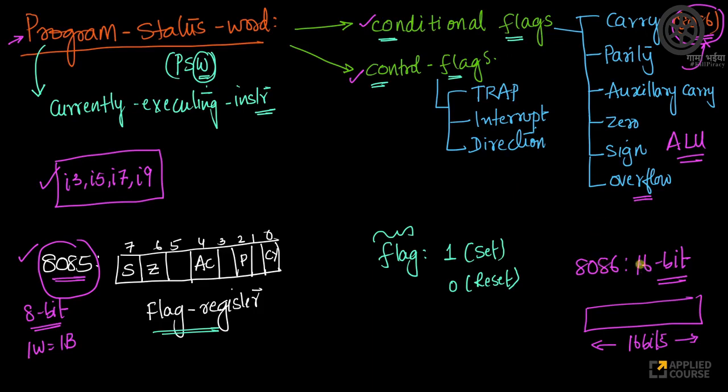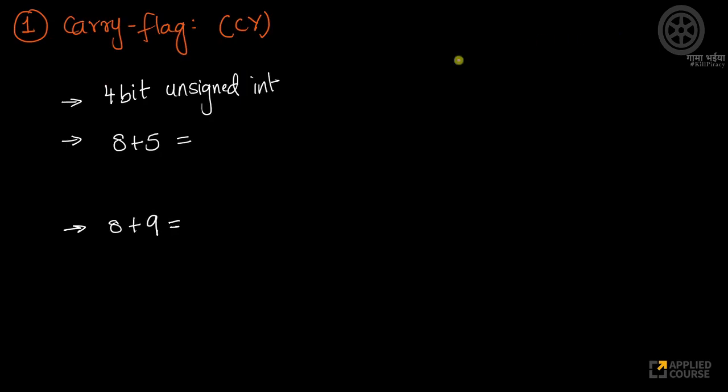Since 8086 is a 16-bit microprocessor with the word length being 16 bits, I can store all 9 of them in the 16 bits. Very simple concept here. Now let's go through each of these flags and understand what they mean and why they are used in the first place. That's very important.